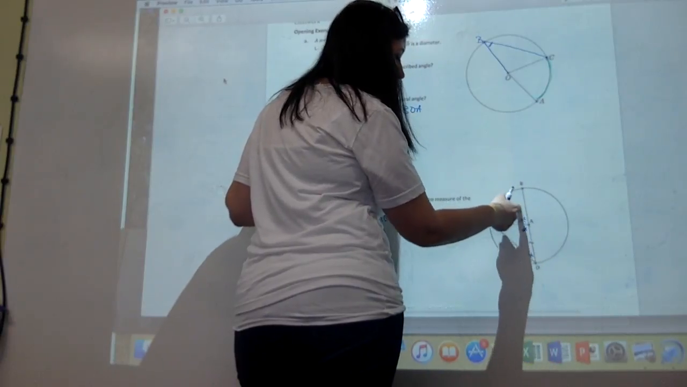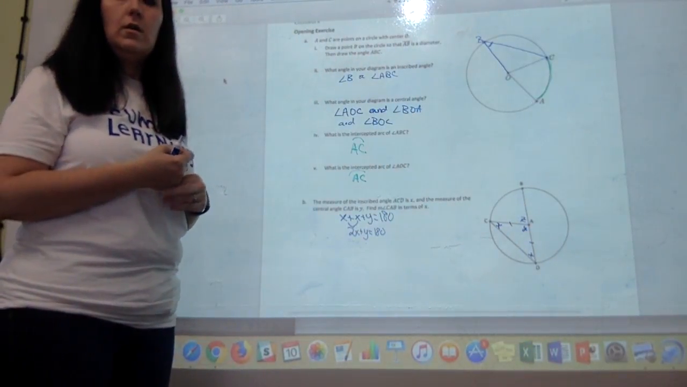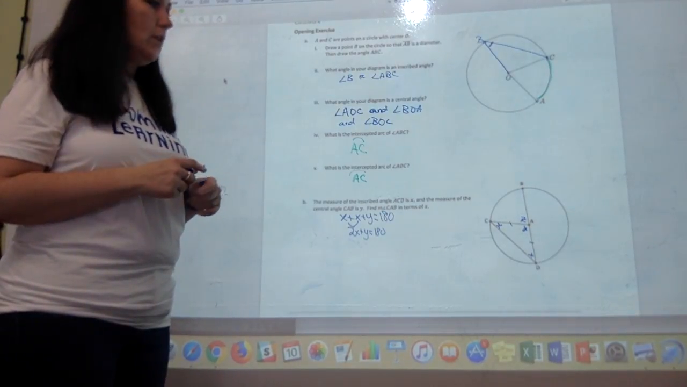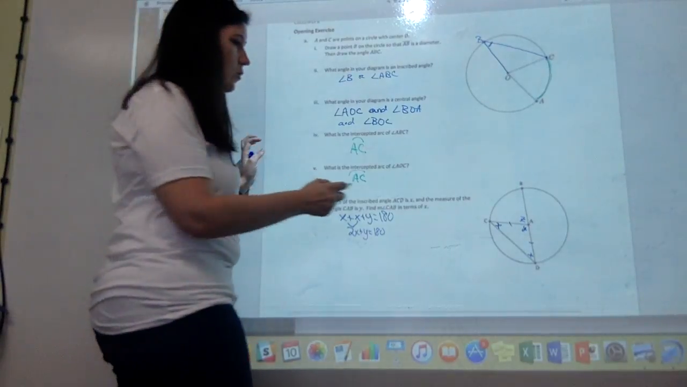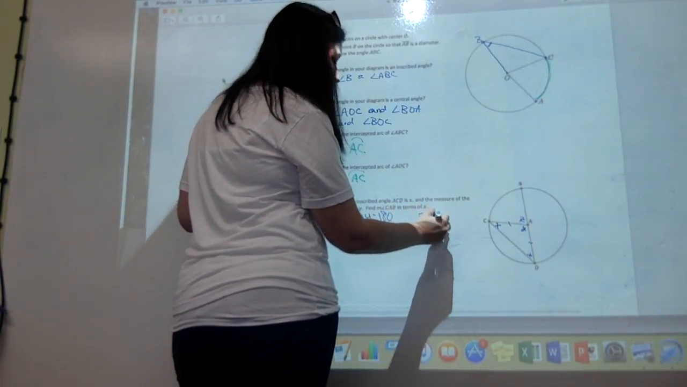What's the relationship of z and y? Well, if those are all radii, then AC is a radius and AB is a radius. Z and y equals 180. Why do z and y together equal 180? Because it makes up the diameter.